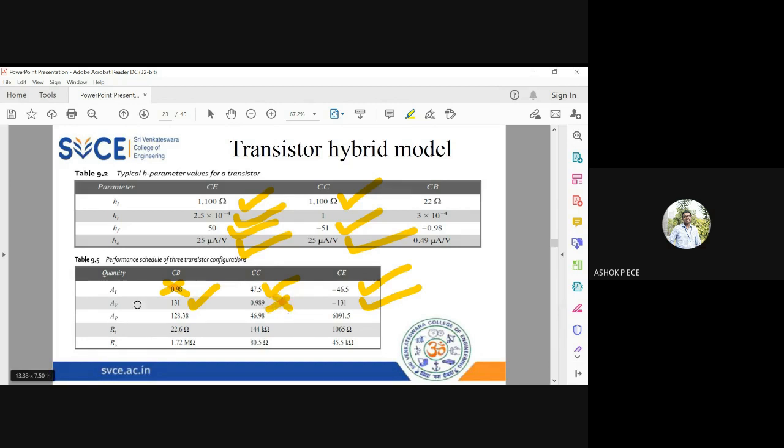And power gain, so multiply these two. The power gain is also very good, excellent for common emitter only. Common collector has a very poor power gain, and common base has a very poor power gain.